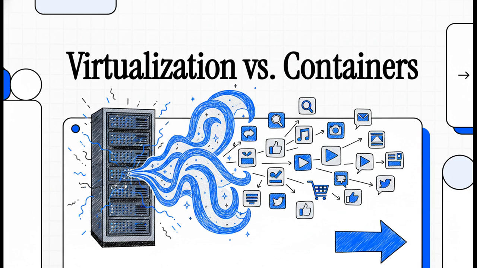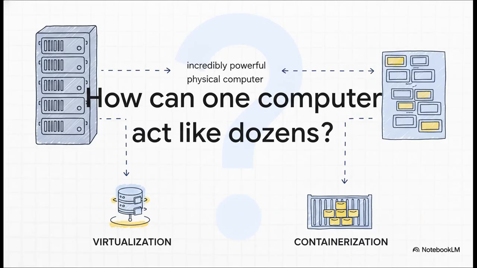We're going to dive into the great abstraction race and see how we learned to make our computers do way more with way less. It all boils down to this one central question, right? How do you take one monster of a physical computer and slice it up into dozens of smaller, independent ones, and do it safely and efficiently? Well, the answer to that question gave us two game-changing technologies, virtualization and later containerization.